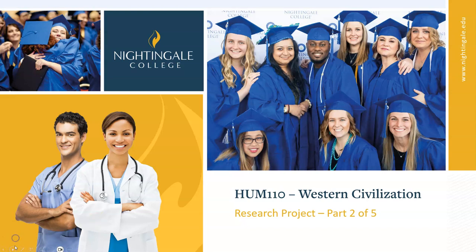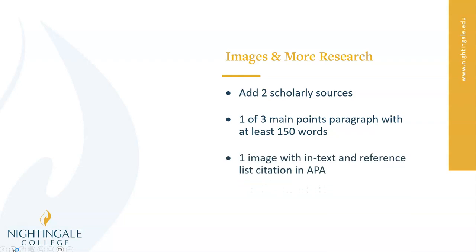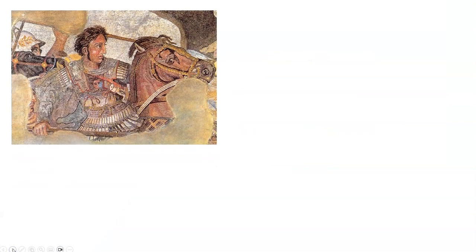This week, we are going to add images and more research. So you need to add 2 scholarly sources to the one that you've already submitted in week 5, for 1 of 3 of your main points that will be needed for your research project, and 1 image with an in-text and reference list citation in APA formatting. Please keep in mind that your assignment instructions go over the details of what is required for your main point. So this is going to focus primarily on your image in-text citation.